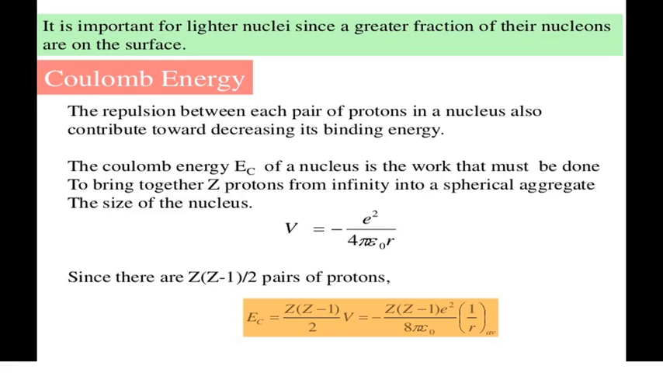Now the third energy is the Coulomb energy. From where will this Coulomb energy come? Due to the electrostatic repulsive force between the protons inside the nucleus. So the repulsion between each pair of protons in a nucleus also contributes towards decreasing its binding energy. See, binding energy means it will try to bind the nucleons together. But if the proton number is increasing in the nucleus, what will happen? The protons will repel each other, isn't it? That will decrease the binding energy of the nucleus.